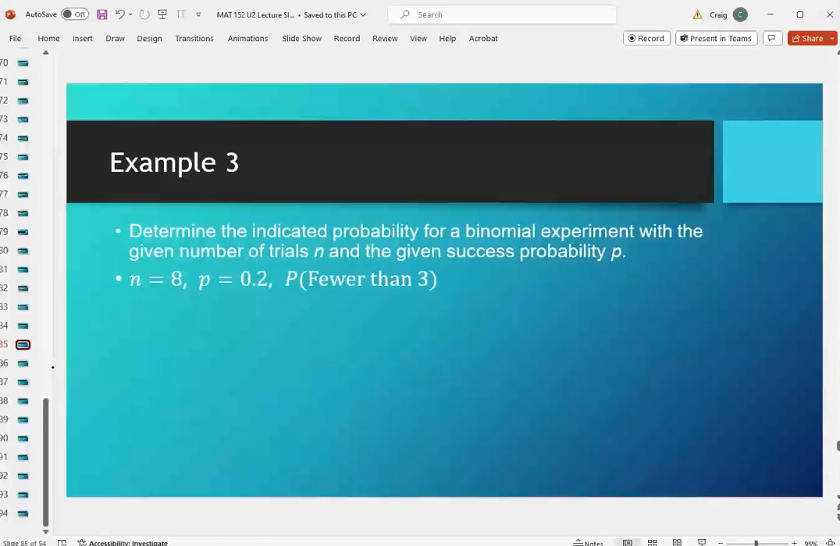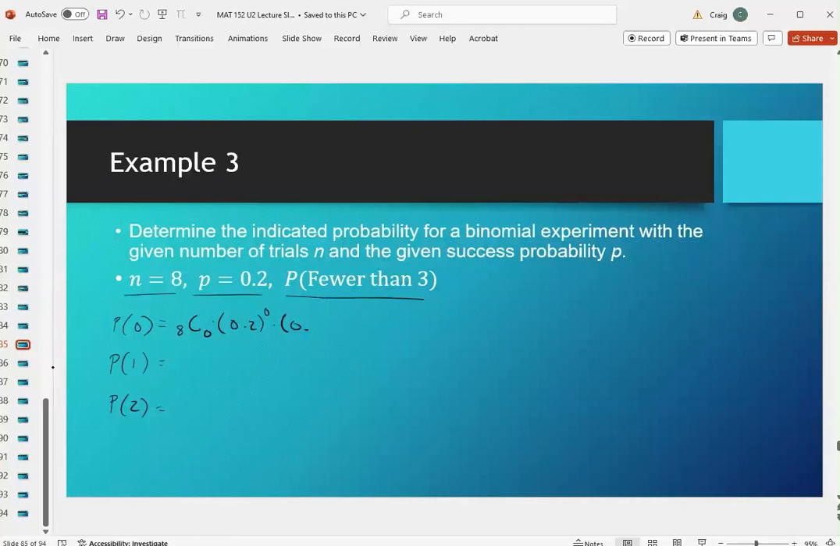Now here we want to determine the probability for this binomial experiment. We have 8 trials, the probability of success is 0.2, but here we want to find the probability of fewer than 3. So if we want the probability of fewer than 3, well then we need to know the probability of 0, we need to know the probability of 1, and we need to know the probability of 2. We have to calculate all of these in order to get the probability of fewer than 3.